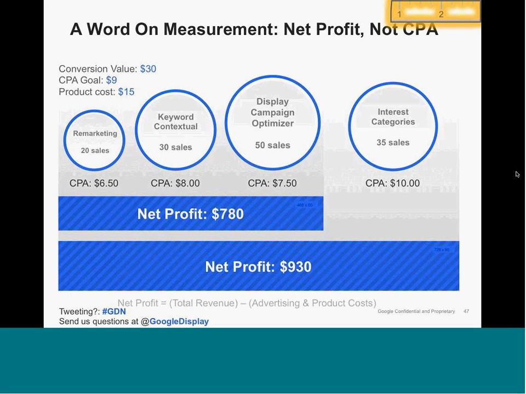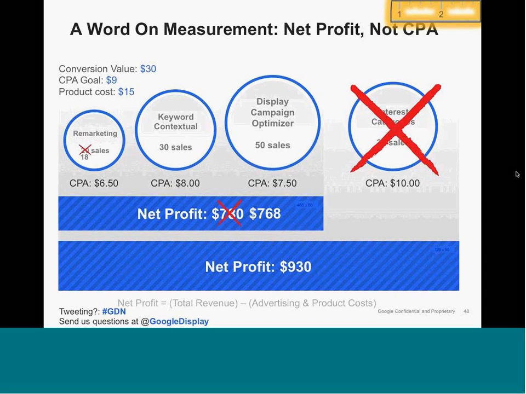The other thing to consider is that excluding interest categories might also hurt other campaigns it's fueling, like your remarketing campaign, you may lose additional conversions there, bringing your net profit even lower in the scenario where you exclude this targeting type. So what's the lesson? Definitely measure holistically across all your targeting types, and when you're doing that, look at meaningful metrics beyond just CPA, such as net profit. To help tie together the disparate measurement across targeting types, we launched a beta, multi-channel funnels.